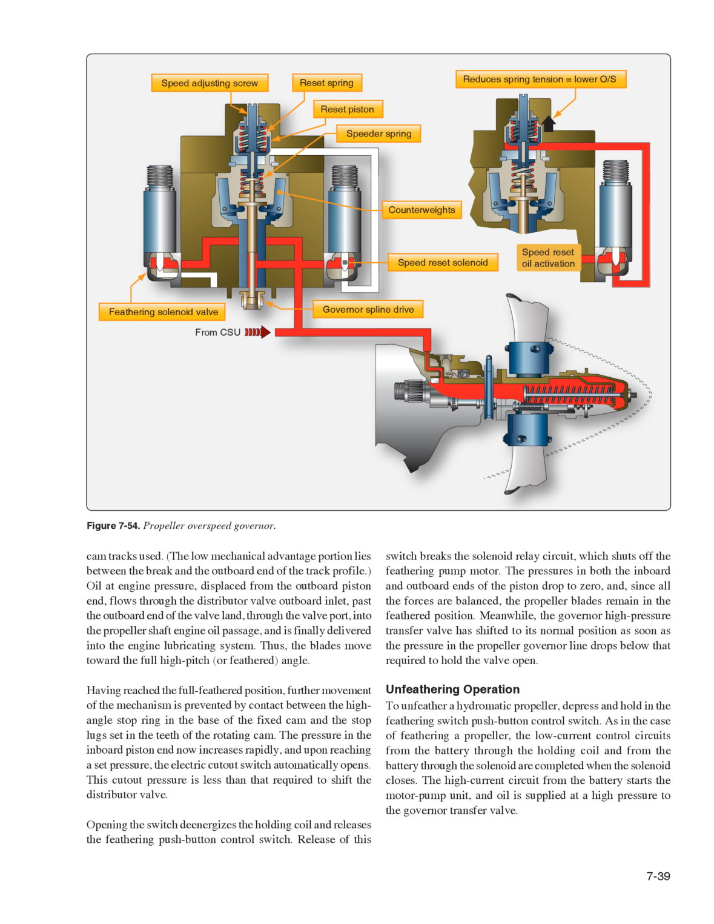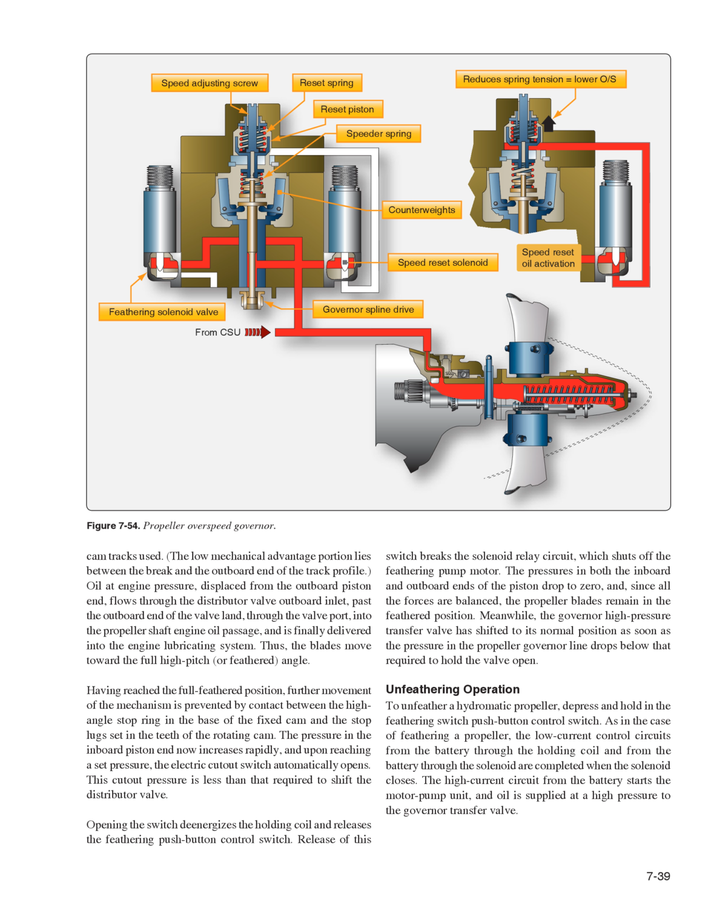Oil at engine pressure, displaced from the outboard piston end, flows through the distributor valve outboard inlet, past the outboard end of the valve land, through the valve port, into the propeller shaft engine oil passage, and is finally delivered into the engine lubricating system. Thus, the blades move toward the full high pitch, or feathered angle.